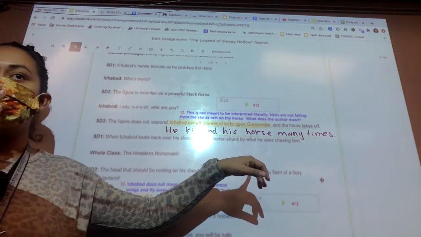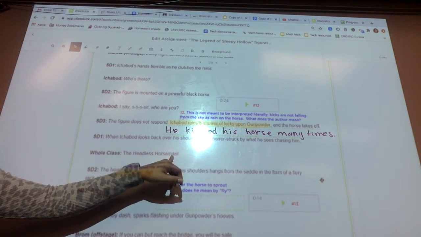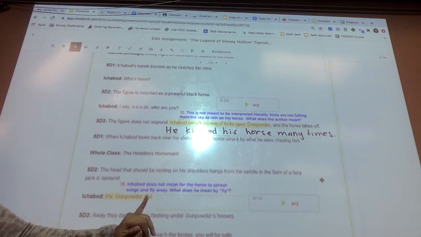Make sure your masks are all the way up above your nose. My friends play this. Okay, next one down here.